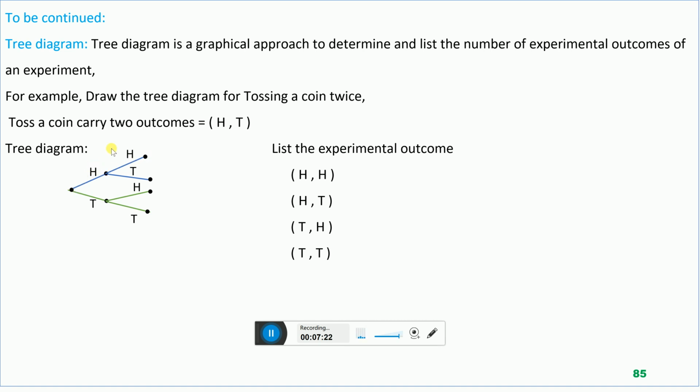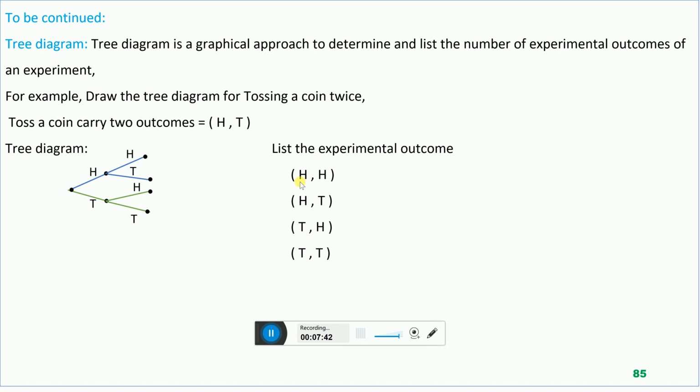One is head and the other is also head. So we list here: first outcome head and second outcome also head. Now what do this head and head mean? This means that we have to toss a coin twice.